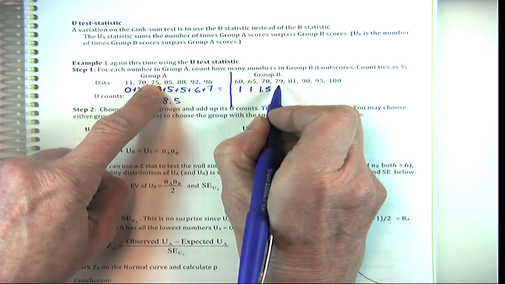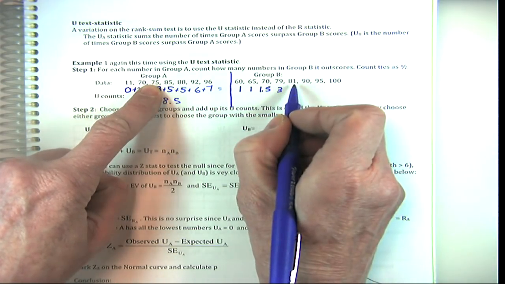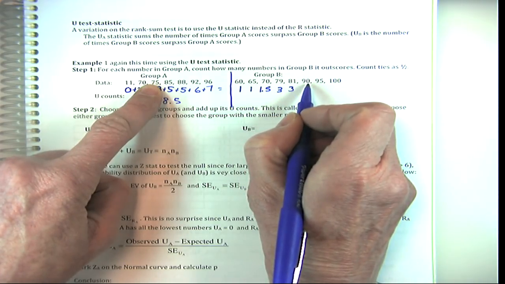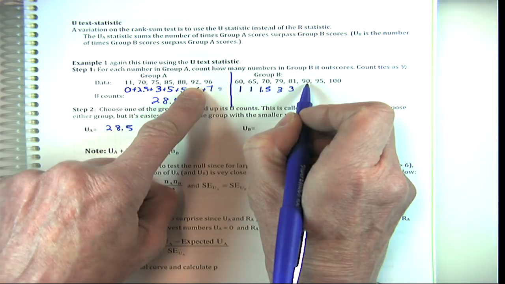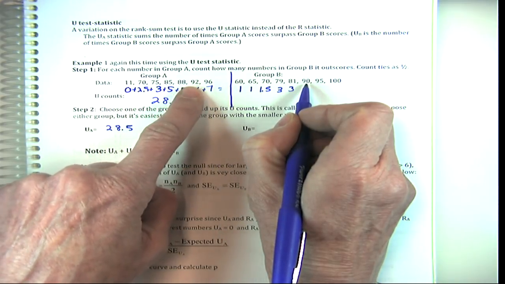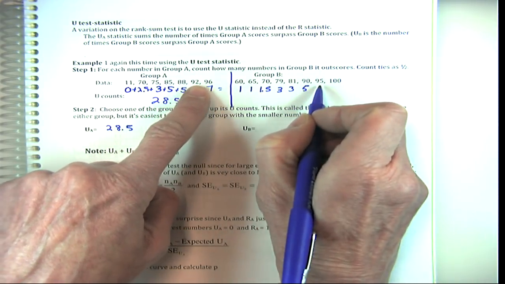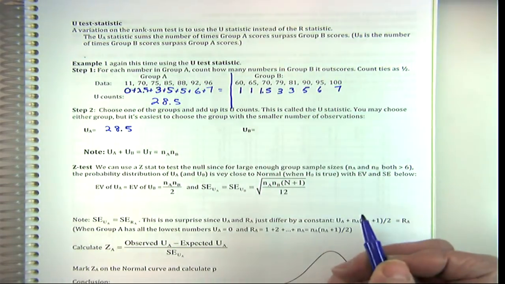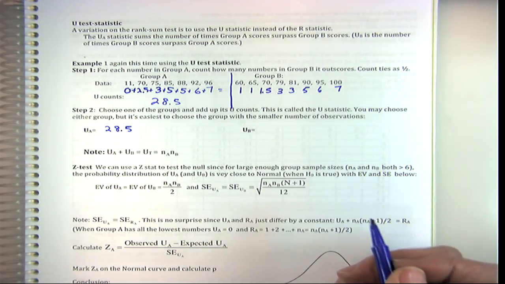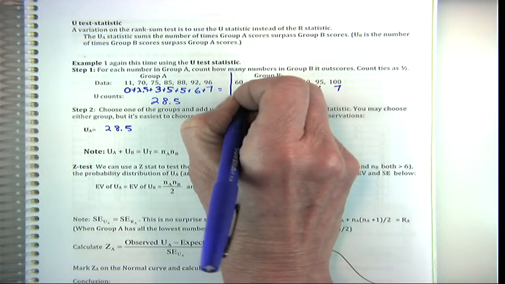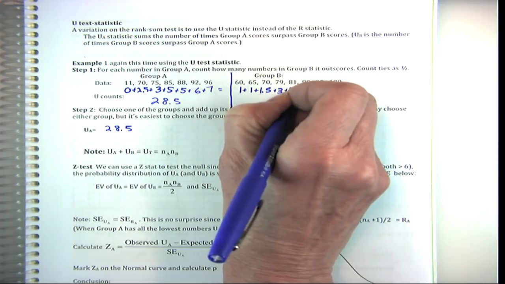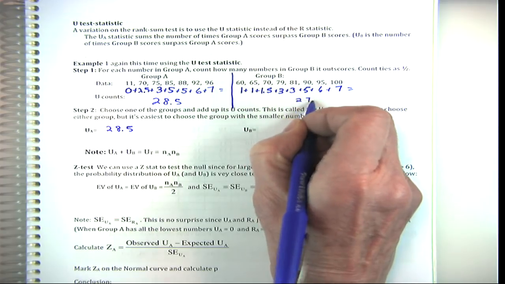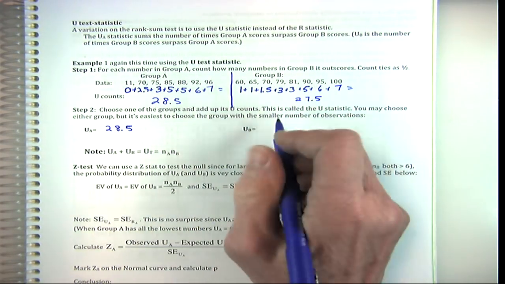79 beats 3 people, so he gets a score of 3. 81 also just beats those same 3 people. 90 beats 5 people, right? 1, 2, 3, 4, 5 scores. 95 beats 6, and 100 beats all 7. Is that what you got? Okay, so now we add them all up, and we get 27.5. All right, that's here.